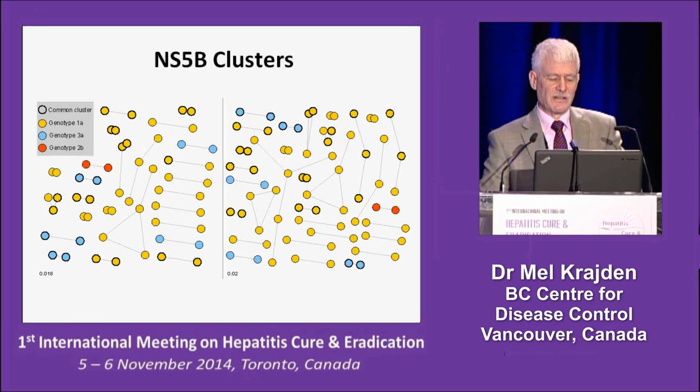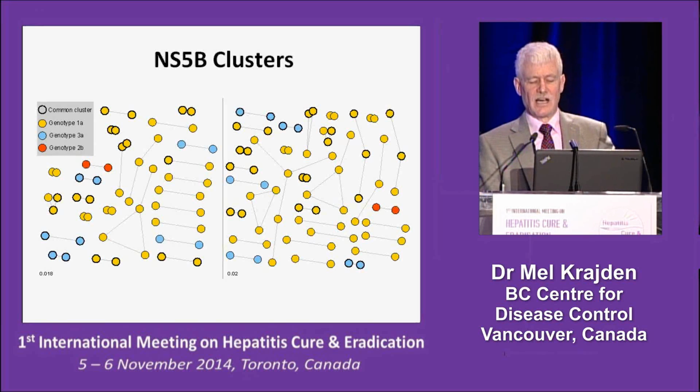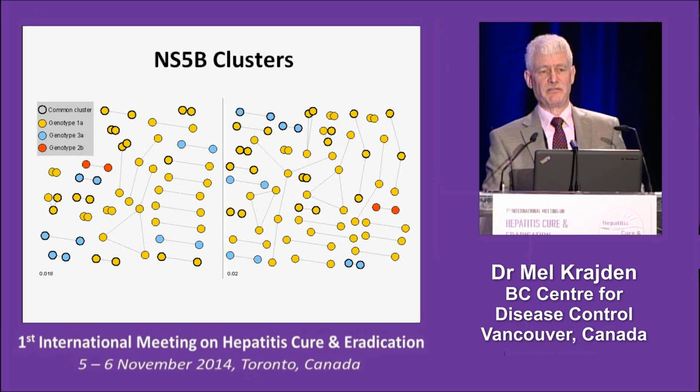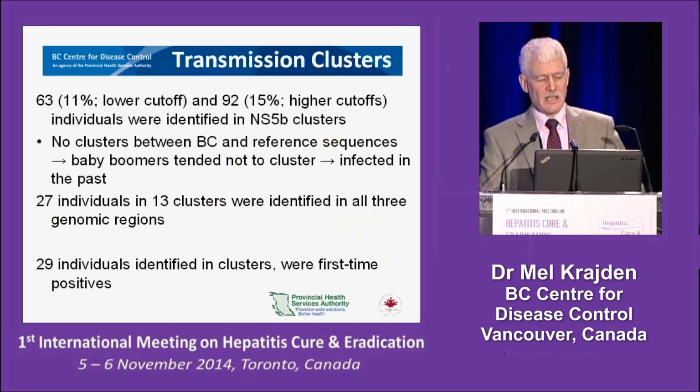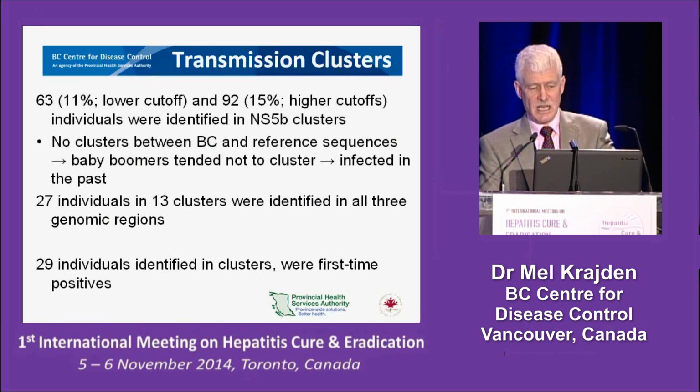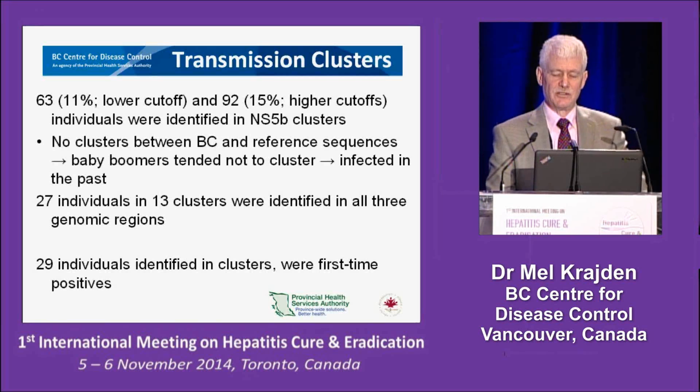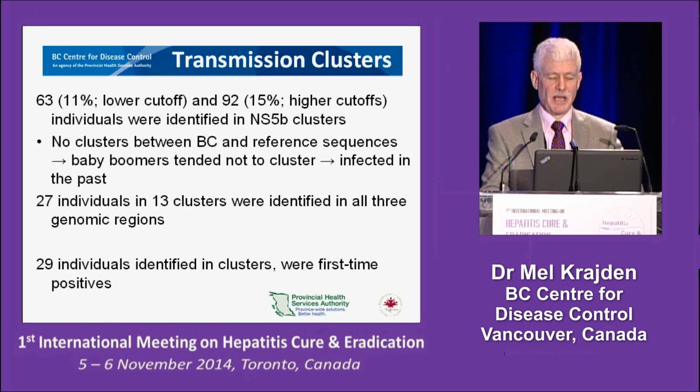And this is using one of the cutoffs, and this is using a slightly higher cutoff to account for some of the variation you'd find in different hosts. What we were able to show was that 11%, or 63, and 92 individuals were identified as clustering in this region. We had no clusters between the BC data and the reference sequences, and essentially baby boomers tended not to cluster because they were infected in the distant past.